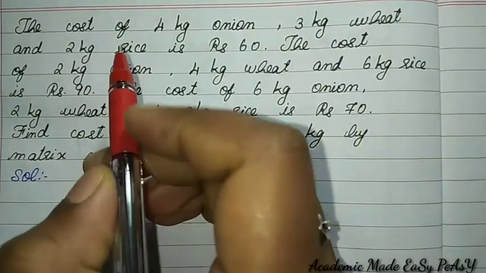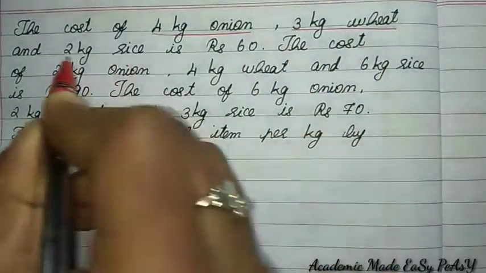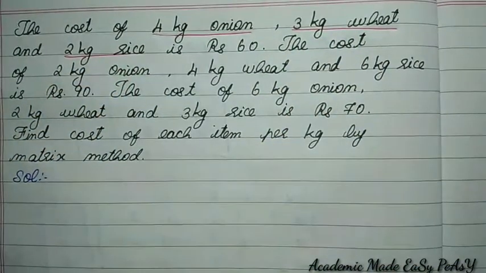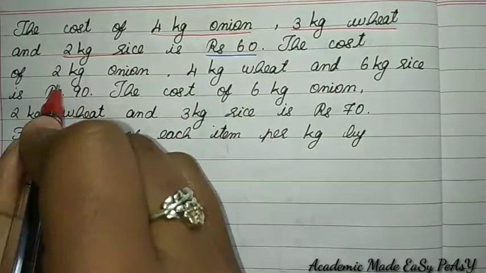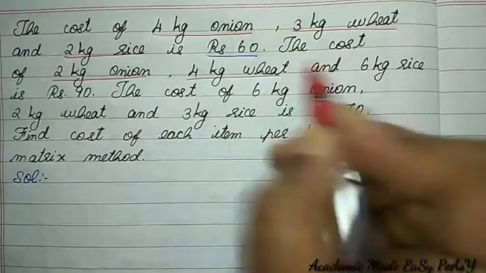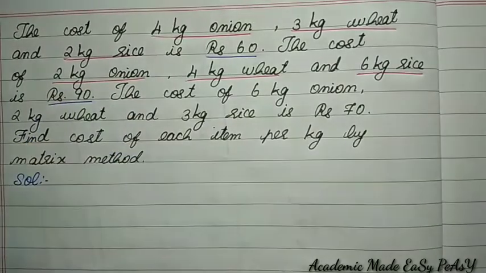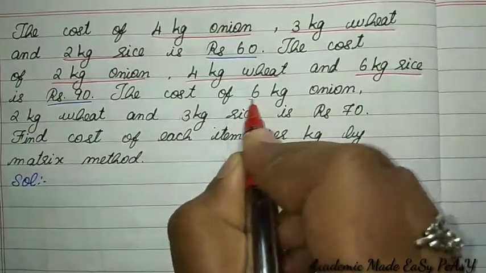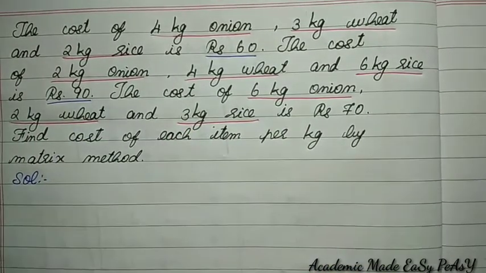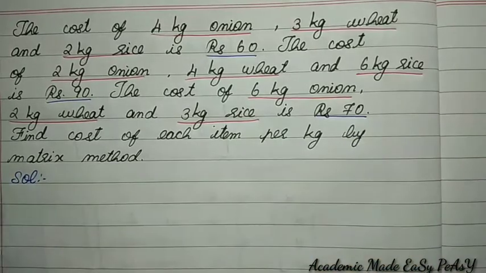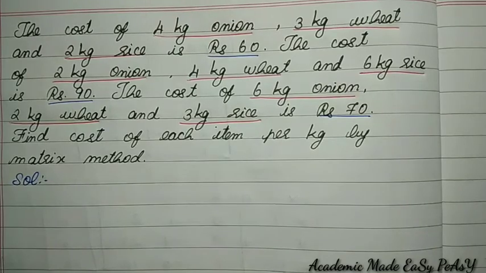Next question. The cost of 4 kg onion, 3 kg wheat and 2 kg rice is rupees 60. The cost of 2 kg onion, 4 kg wheat and 6 kg rice is rupees 90. The cost of 6 kg onion, 2 kg wheat and 3 kg rice is rupees 70. So find the cost of each item per kg by matrix method.